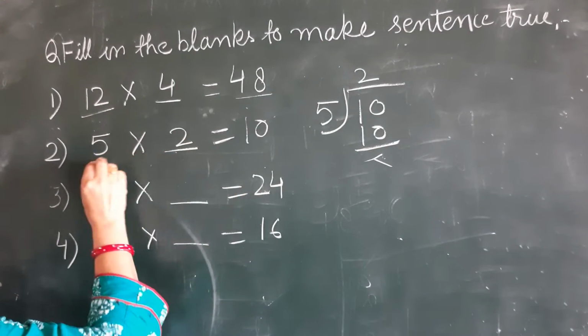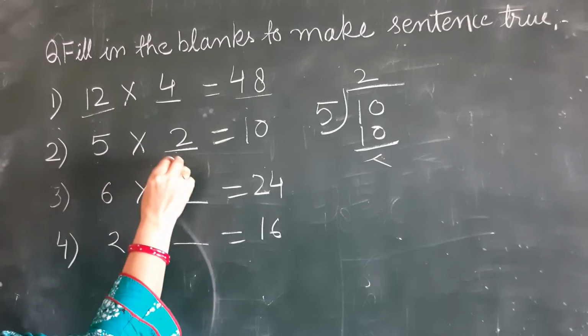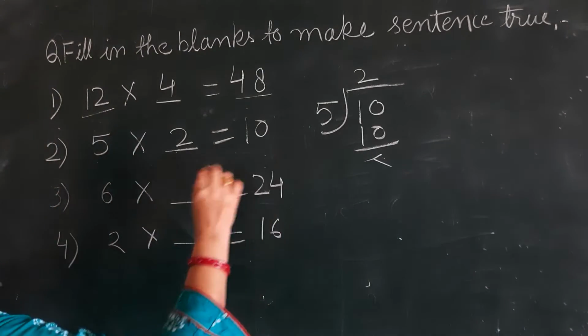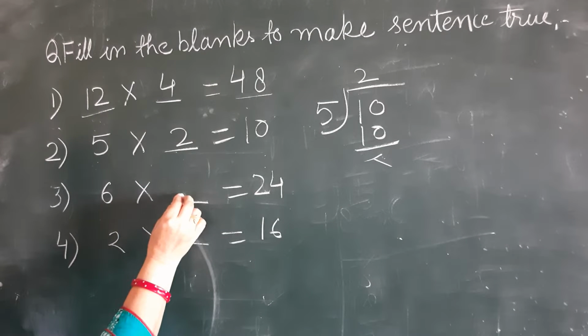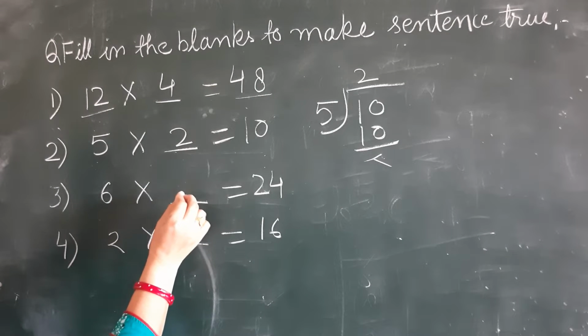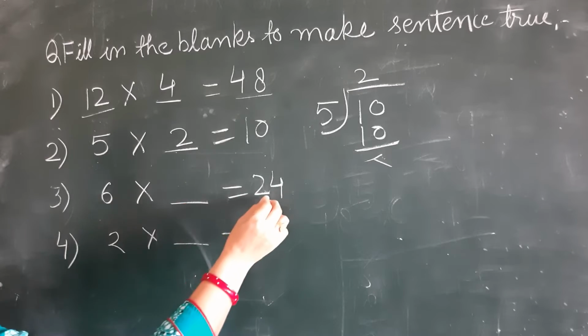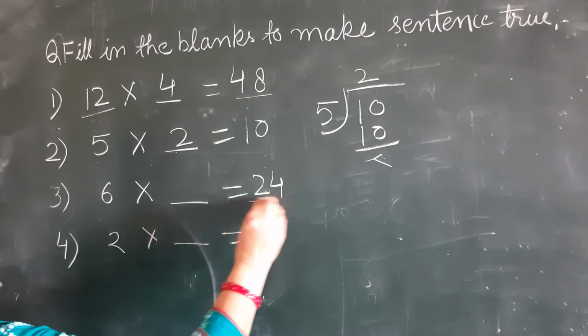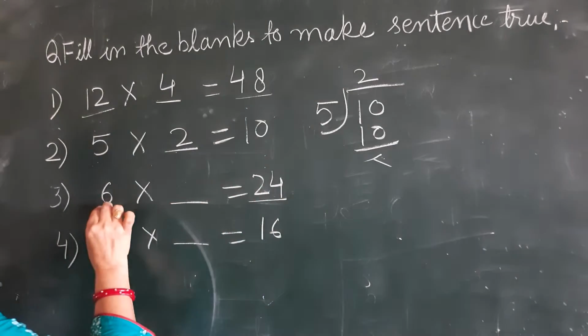5. When we multiply these two digits, 5 into 2, 5 2 ja 10, it is equal to this side. Okay, student. So again here we have to find a digit such that the product of the two is equal to this side. Okay. We don't know what will come here. So what we will do? We will just divide this 24 by this 6.